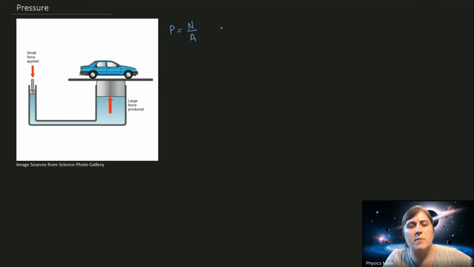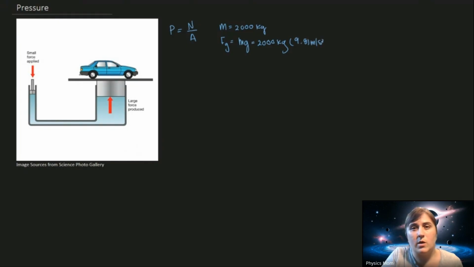So, for example, we're going to use a hydraulic lift trying to lift a car. The car's mass is close to about 2,000 kilograms. They're heavy, right? To put it in context, the gravitational force of this car is the mass times gravity. That's 2,000 kilograms times 9.81 meters per second squared, which is 19,620 newtons. It's heavy, right?